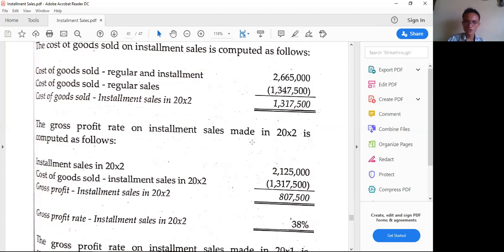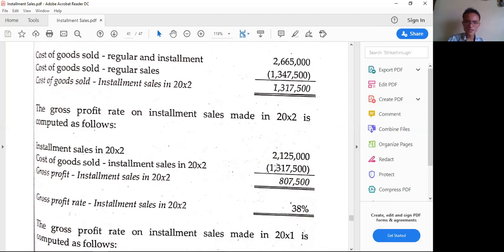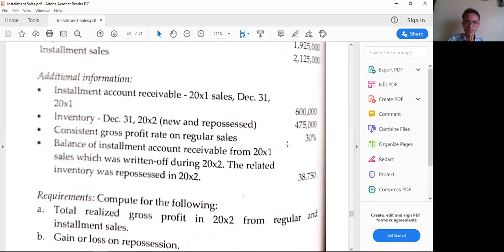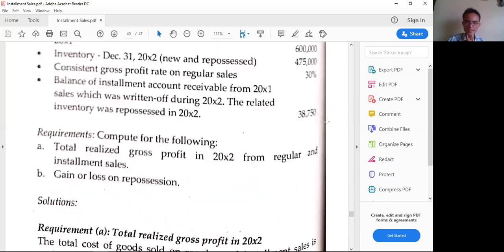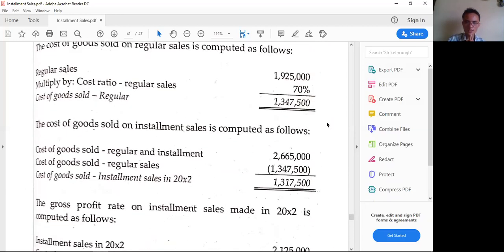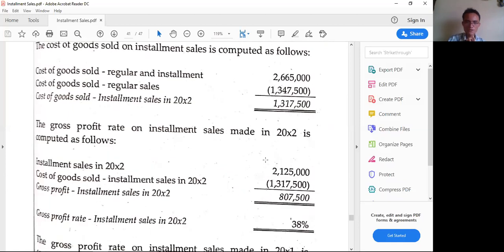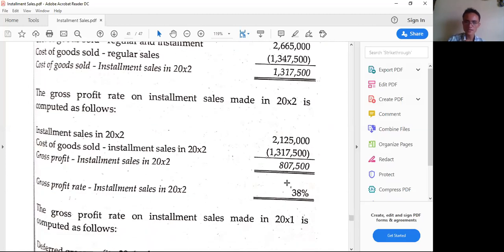Okay, so installment sales in 20x2 is given this one, 2,125,000. Okay, that is here given. And if we deduct the cost of goods sold that we obtained, 1,317,500, that is the gross profit for installment sales. Should we divide that by sales, that is 38% gross profit on installment sales.